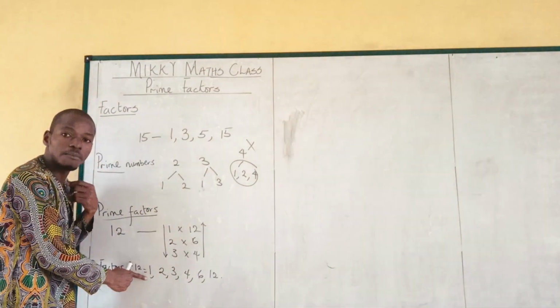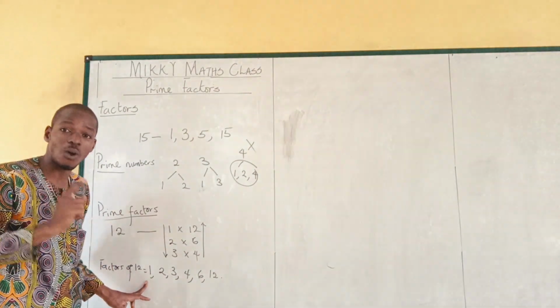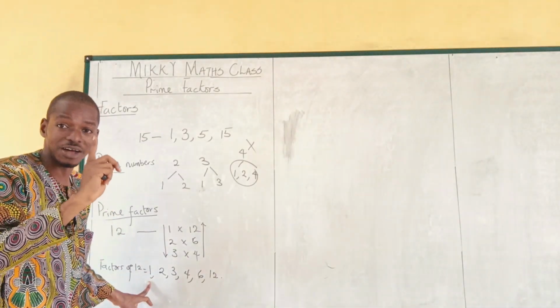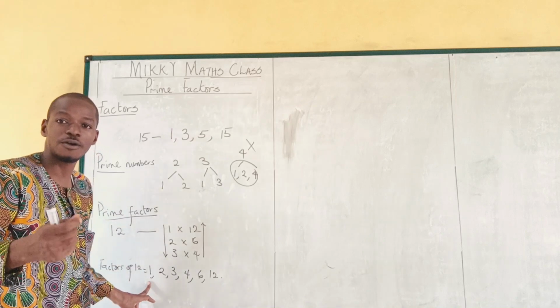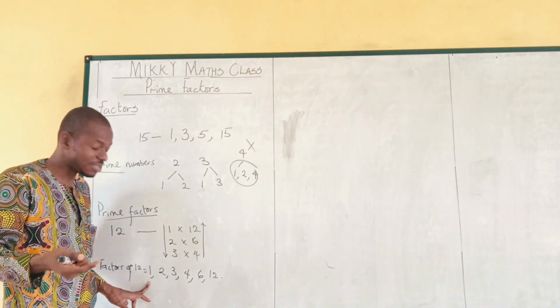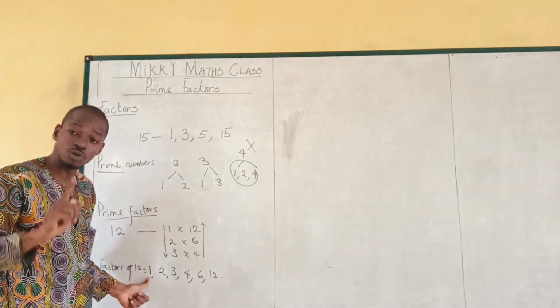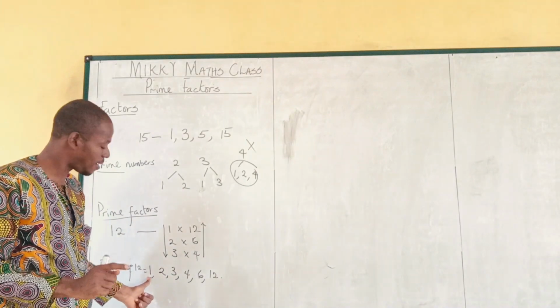Is 1 a prime number? No. So I cannot include it. Because 1 does not qualify to be a prime number, because 1 has only one factor, which is 1 itself. And the condition we said for prime numbers is that it must have 2 factors. 1 has only one factor, so 1 does not qualify to be a prime number.